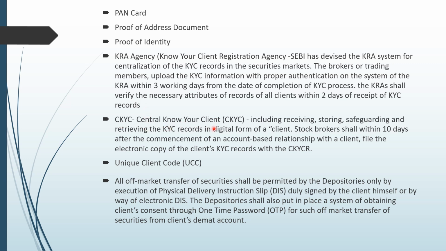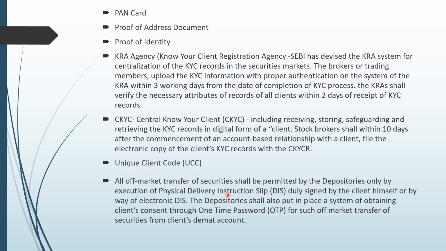CKYC is Central Know Your Client, which includes receiving, storing, safeguarding, and retrieving records in a digital form of a client. Stockbrokers shall, within 10 days after the commencement of account-based relationship with the client, file the electronic copy of the KYC with the CKYCR unique client code. This is a specific number which is assigned to each client, and this code acts in a way we can also say it is a type of an account number for the client. So each client is assigned a unique client code.